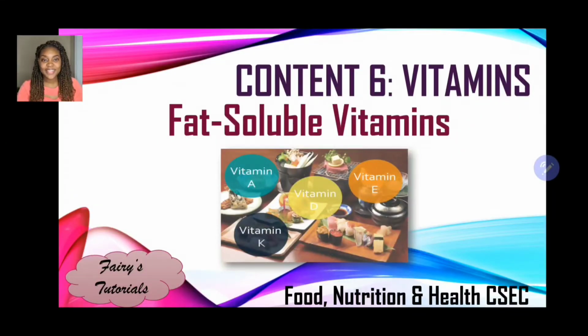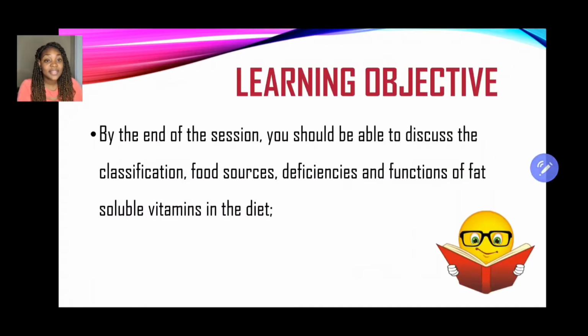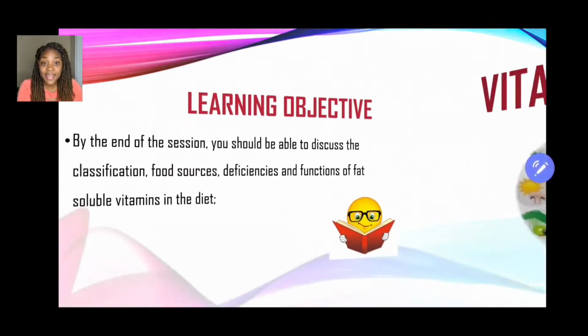Content 6, vitamins, and today we're exploring the fat-soluble vitamins. Now let's take a look at our focus points. We'll be looking at some vitamin facts, some classification of vitamins, and different types of fat-soluble vitamins, their chemical name, functions, sources, and deficiencies. Now let's take a look at the learning targets. By the end of the session, you should be able to discuss the classification, food sources, deficiencies, and functions of fat-soluble vitamins in the diet.